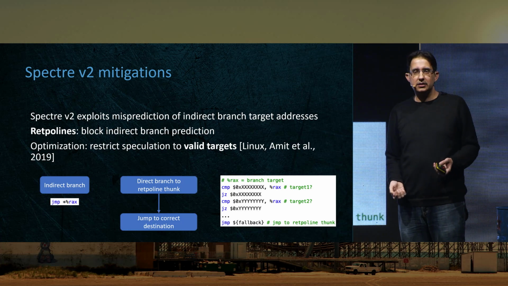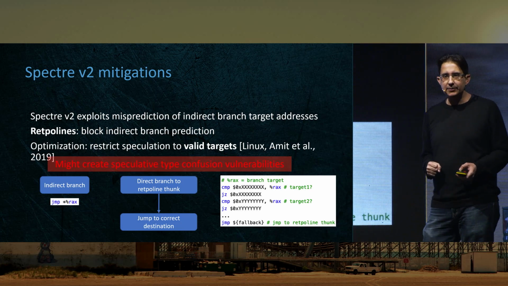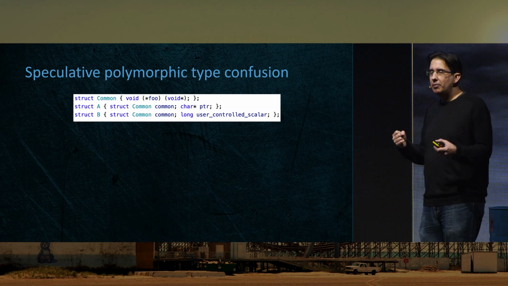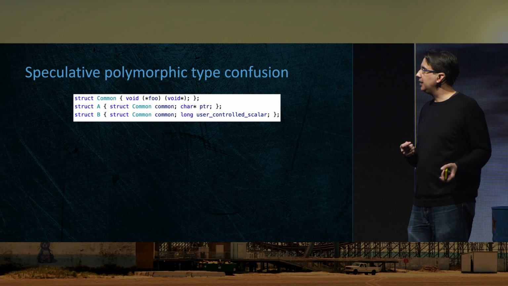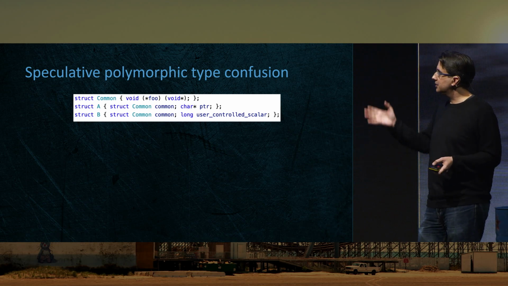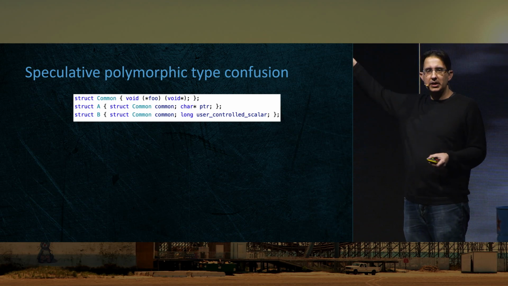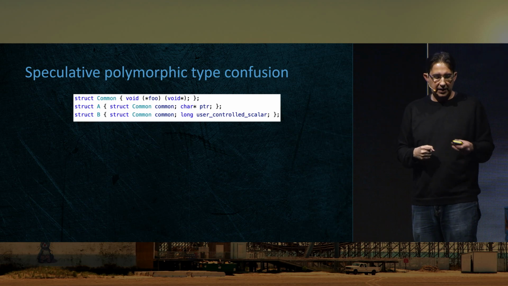Unfortunately, this can still be vulnerable to speculative type confusion. And let me show you how. So the problem comes from the way that Linux does data inheritance and polymorphism in C. So in many locations, there is this structure where there is some common interface, like the API of a file system or the API of some driver.